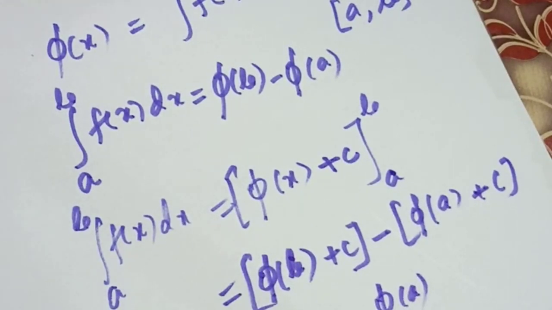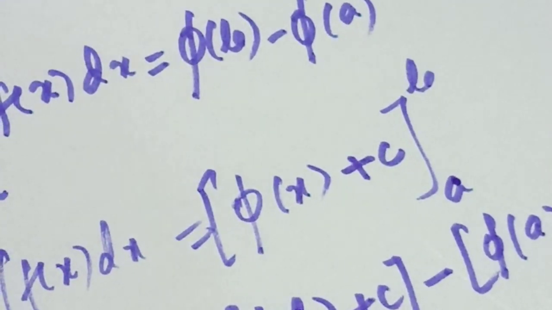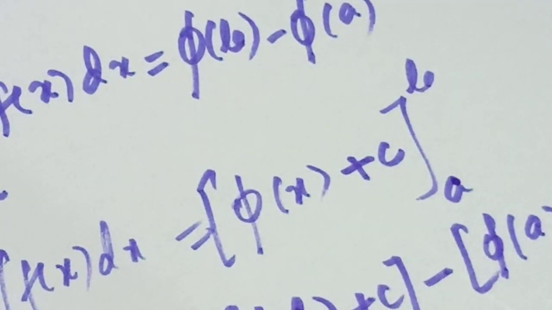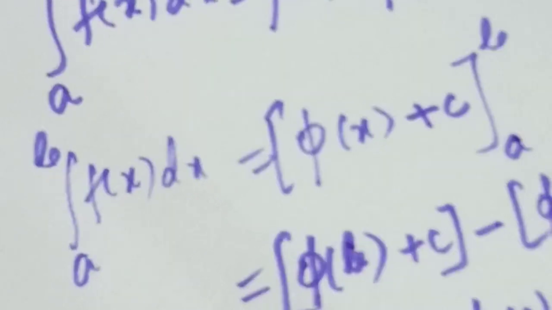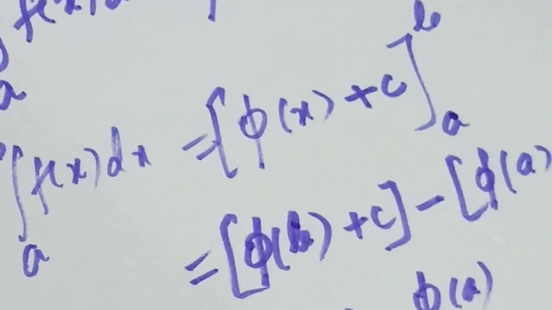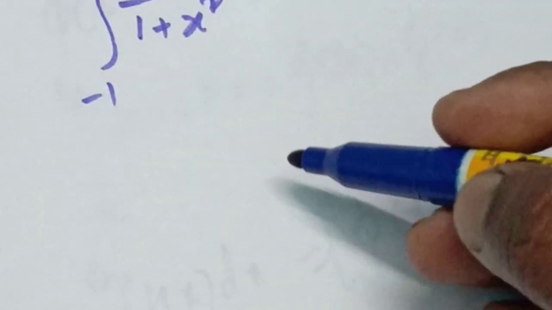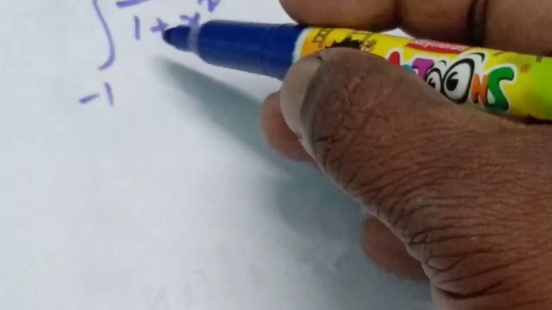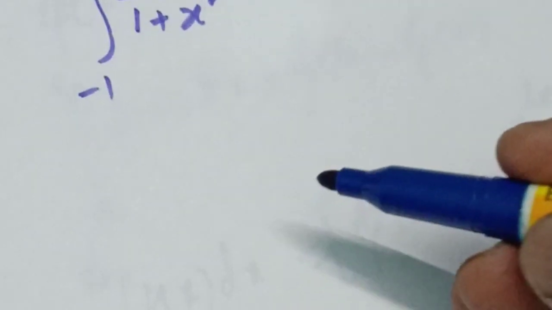This is the reason why we don't write c as the arbitrary constant which we used to write in case of indefinite integrals. Anyway, let us understand how to find out the value of a definite integration. A very simple question I have taken for your understanding.